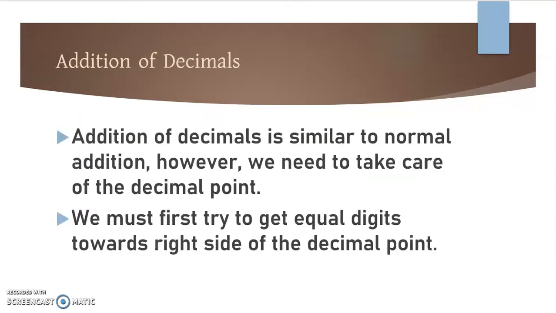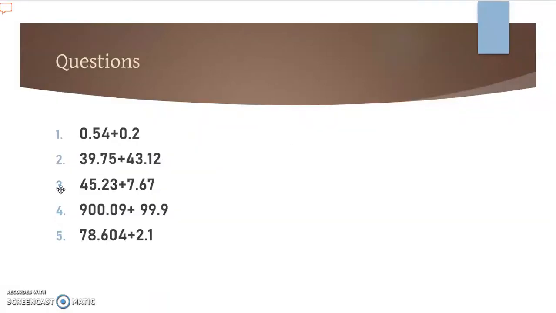Now we're moving to the next topic, addition of decimals. Addition of decimals is similar to normal addition. However, we need to take care of the decimal point. We must first try to get equal digits towards the right side of the decimal point. This we do by writing an extra zero or extra zeros, to give us an equal number of digits towards the right side. We will do some questions as well.